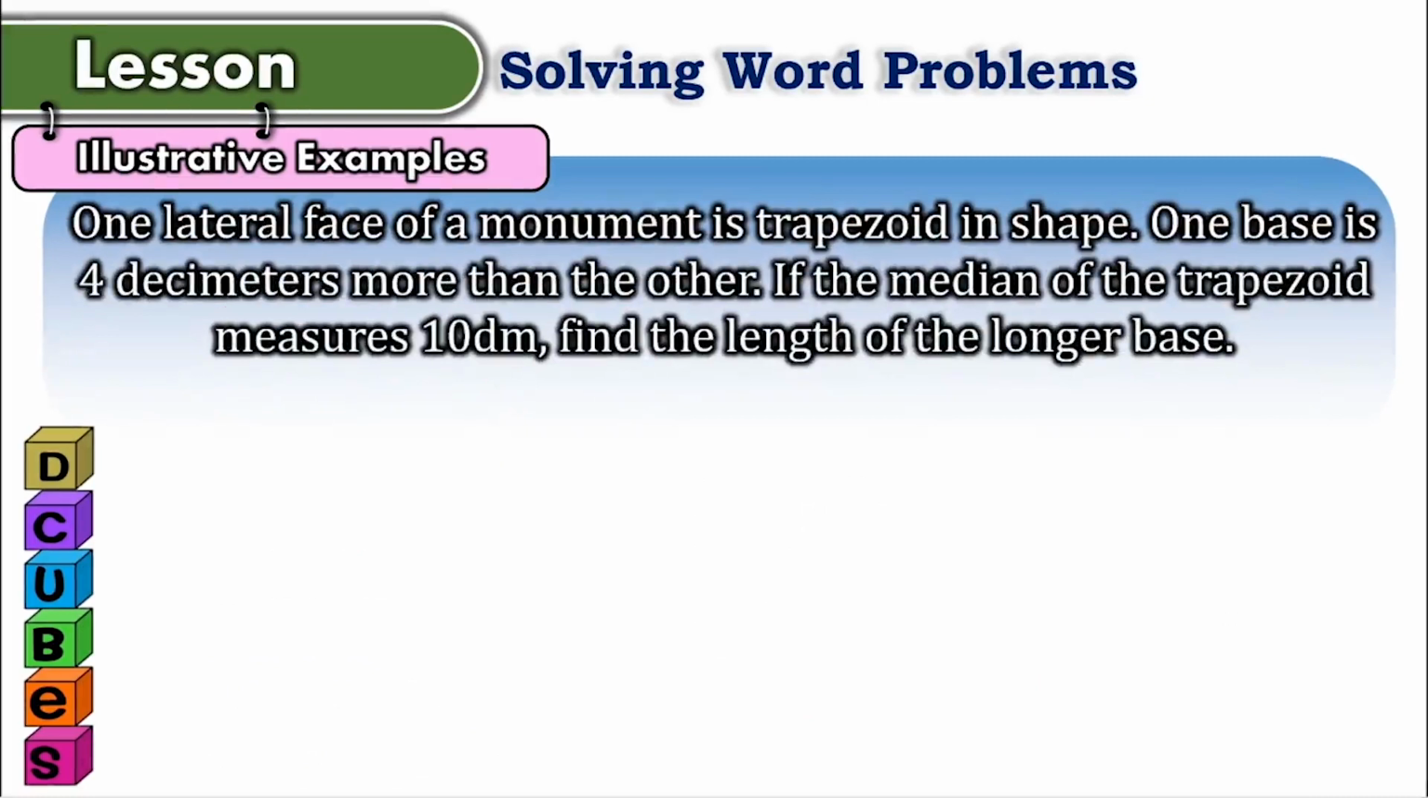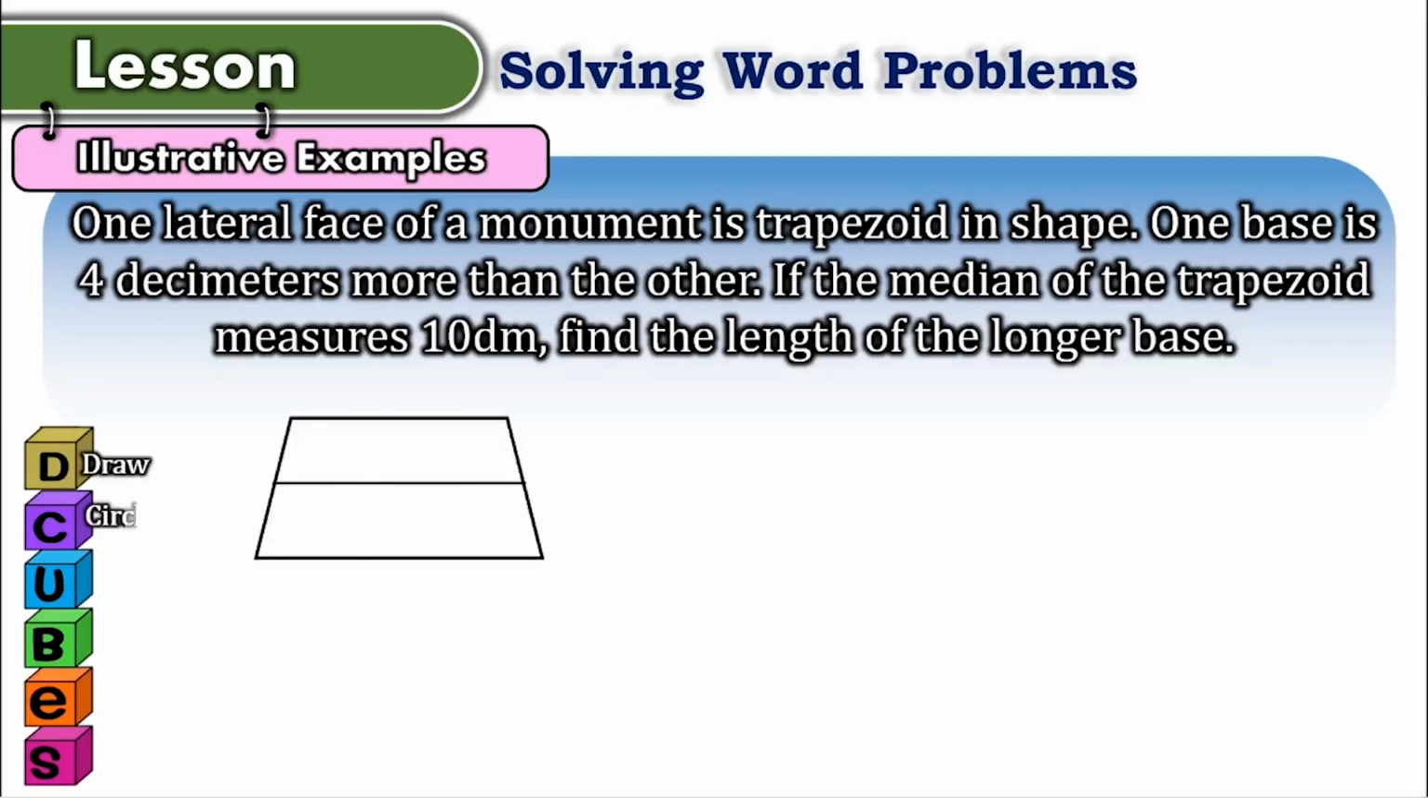Problem number 4. One lateral face of a monument is trapezoid in shape. One base is 4 decimeters more than the other. If the median of the trapezoid measures 10 decimeters, find the length of the longer base. The first 4 steps are as follows.